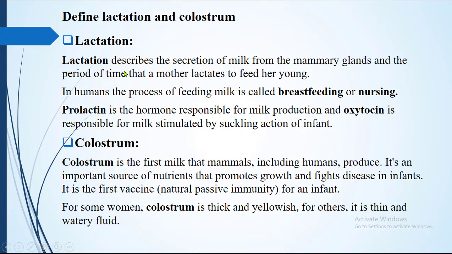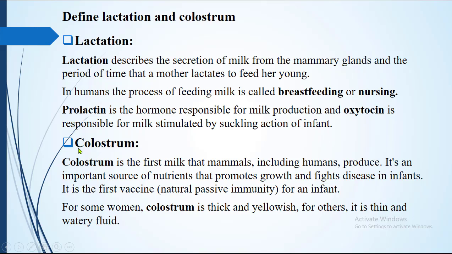So, this is just about definition, but you need to know that prolactin is the hormone which is responsible for milk production towards the end of the pregnancy from the mammary glands, and oxytocin is the hormone that is responsible for milk ejection stimulated by suckling action of the infant.